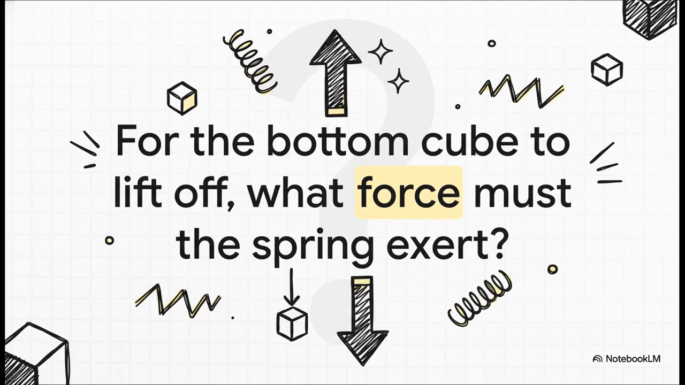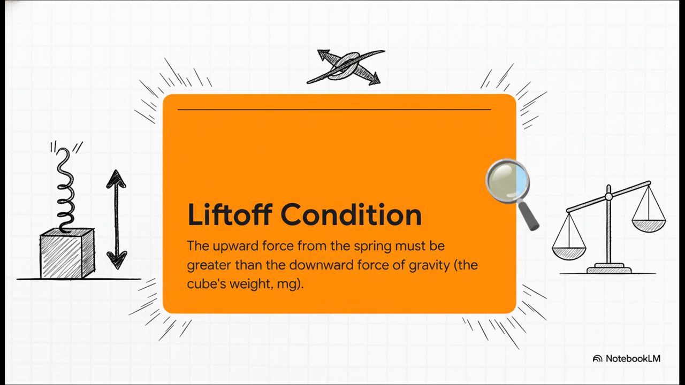So, put yourself in the shoes of that bottom cube. What's holding it down? Gravity, right? Its own weight, mg, is pulling it down. So what could possibly pull it up and make it jump? And boom, that's the heart of part A. It's just a simple force comparison, a tug-of-war. For that bottom cube to lift off, the upward pull from that stretched spring has to be stronger than the downward pull of gravity. The spring has to win, period.